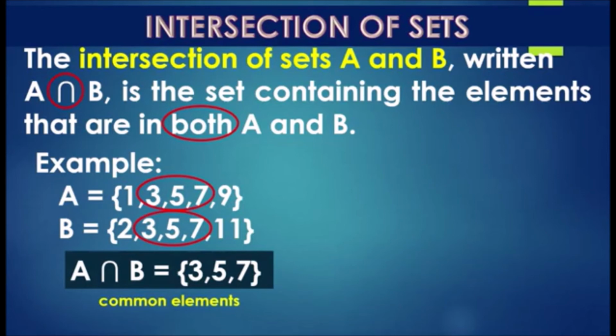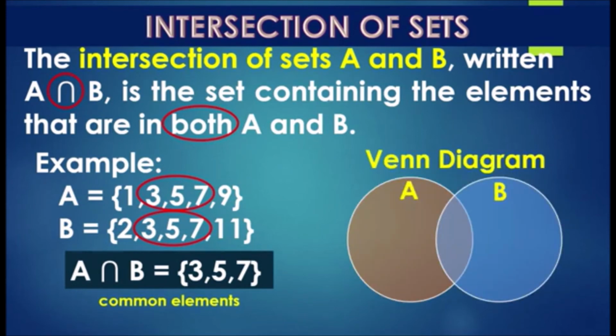Now, we may also represent the intersection of sets using a Venn diagram. When using a Venn diagram, the first part that we need to fill in is the intersection part, the part in which elements are in common, or the overlapping part of the two circles. Since the common elements of sets A and B are 3, 5, 7, we put the elements 3, 5, 7 on the overlapping part of the circles.